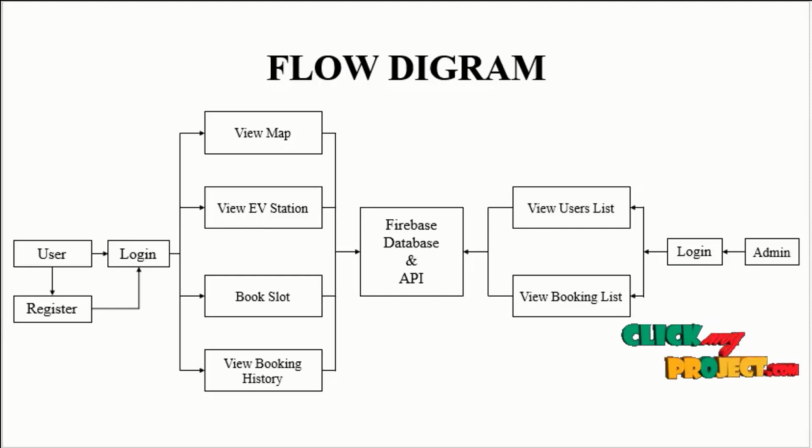If you want to book the slot, type the name of the EV station and your vehicle number, then enter your date and time, all the details, and press OK. After pressing OK, your booking history is also shown here, and all the details are stored in the Firebase database. In the admin app, view the user list and the booking list of the users. Thank you.